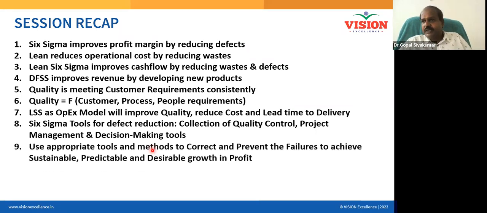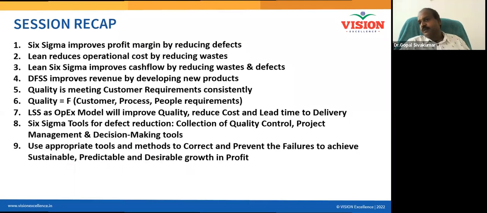But when it comes to Lean, tools are developed exclusively for Lean, right? By the Japanese company called Toyota. Use appropriate tools and methods so that you can correct the existing failure and also prevent the future failure, because now your process has become predictable. If something wrong is going to happen next month, next year, you can do something today. In that way, Six Sigma can be used as a preventive management approach to achieve sustainable, predictable, and desirable growth in profit.